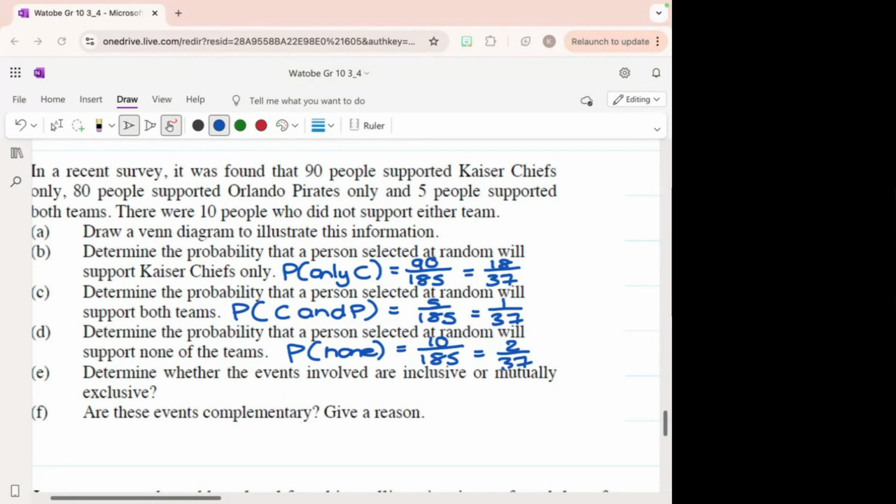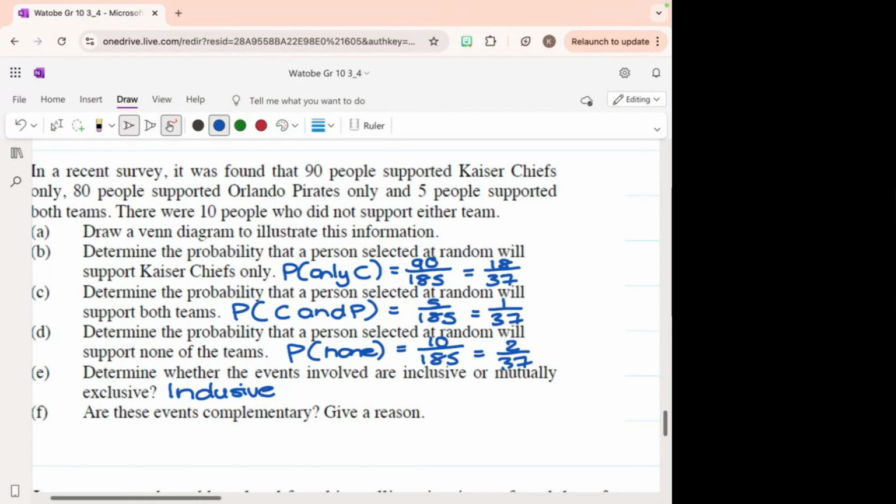All right. Let's talk about it. If events are inclusive, it means that you can be a Pirates fan and a Chiefs fan. So you have some overlap. When you have overlap, it means that it's inclusive. You can be a fan of the Pirates and be a fan of the Chiefs, right? If the events were mutually exclusive, it means there would be no overlap. Either you like the Pirates or you like the Chiefs. There's no overlap in between.